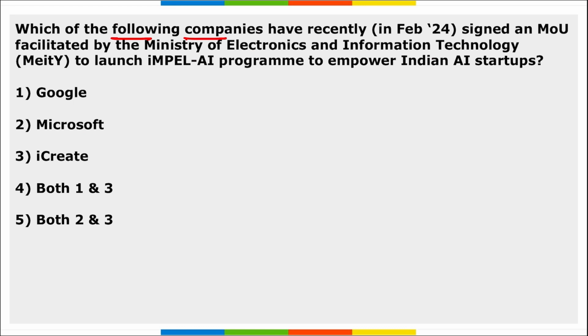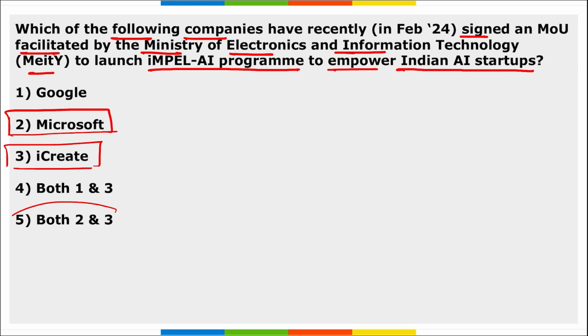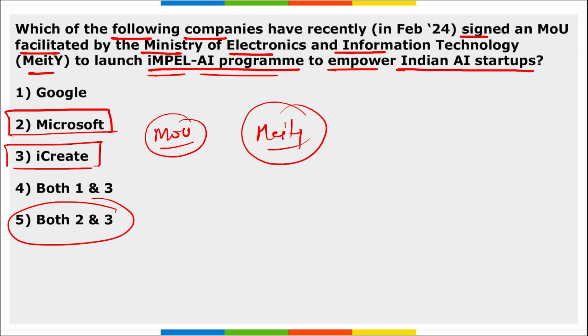Next, which of the following companies have recently signed an MOU facilitated by Ministry of Electronics and Information Technology to launch IndiaAI IMPACT program to empower Indian AI startups? Which is it? So remember, Microsoft and iCreate. These are the two organizations, two companies, they signed an MOU to facilitate MeitY to launch the program that will empower the Indian AI startups. Even remember, Government of India has said that in order to start an AI company, they need to first take permission from the government in order to set up all their infrastructure.